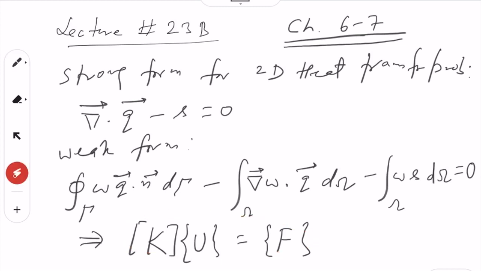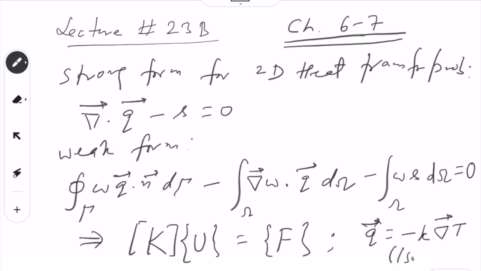So, now Q has the T, right. We know that Q is nothing but minus K gradient of T. So, this is what Q is, and of course, this one is for isotropic. So, we are studying isotropic only. For others also we can do, but we will be taking up the isotropic case only.